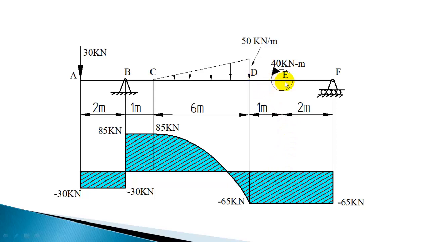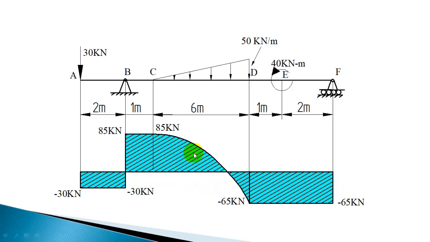Next, for the sections DE and DF, you have minus 65 as the shear force. You can draw that horizontal line and complete the shear force diagram. Here you have a reaction of plus 65 that will close this shear force diagram.